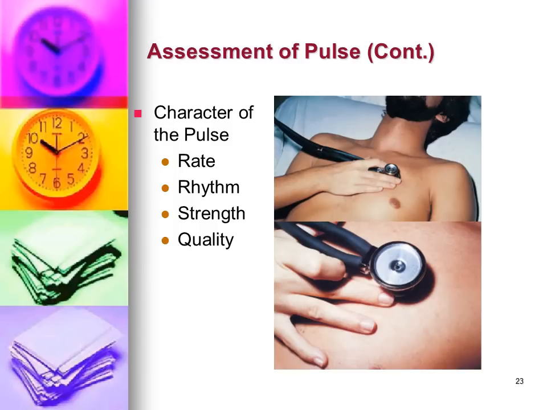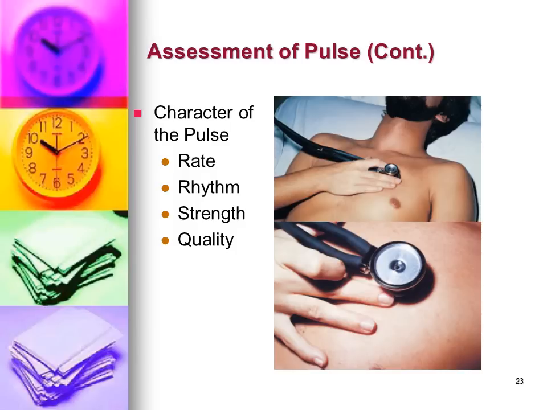Two common abnormalities in pulse rates are tachycardia and bradycardia. Tachycardia is an abnormally elevated heart rate above 100 beats a minute in adults. Bradycardia is a slow rate below 60 beats a minute in adults.